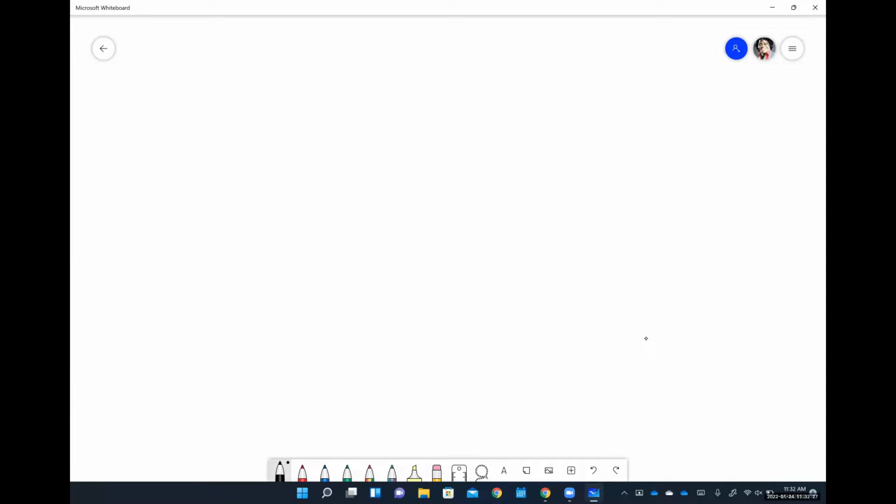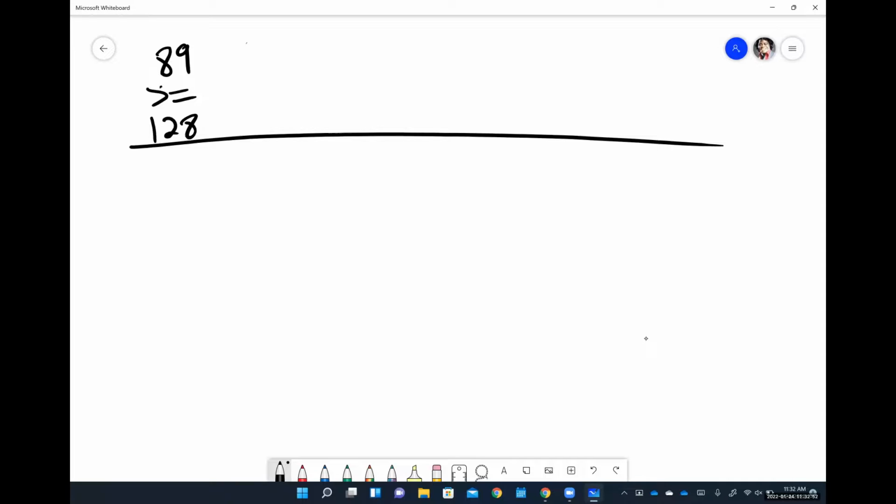So we are converting 89 and 112, right? Those were the two numbers. Again, we always start left to right. So let's do 89. Is 89 greater than or equal to 128? That's a no. So 0. Pull 89 over.